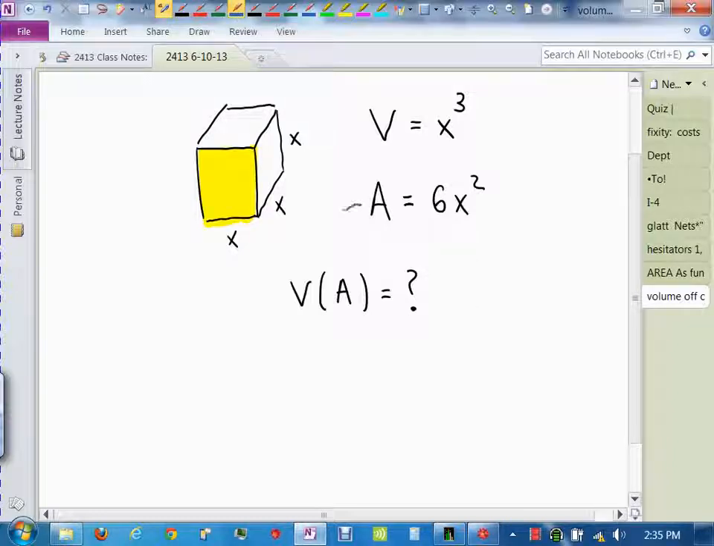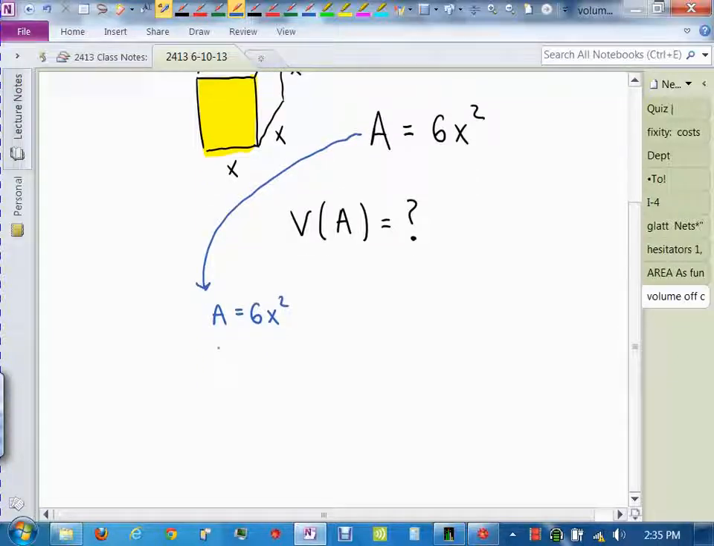So I'm going to take this right here and solve it for x. How could I solve that for x? What would be the first thing you could do? Divide by 6. Now, I'm not going to divide. I mean, I'm going to divide, but I'm not going to write a over 6. I'm going to write 1/6 a equals x squared. Is that okay?